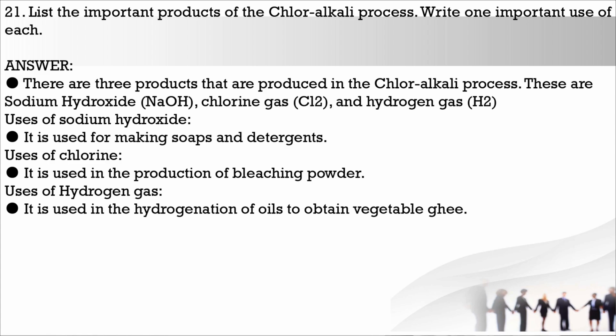Use of sodium hydroxide: it is used for making soap and detergent. Use of chlorine: it is used in production of bleaching powder. Use of hydrogen gas: it is used in hydrogenation of oil to obtain vegetable ghee.